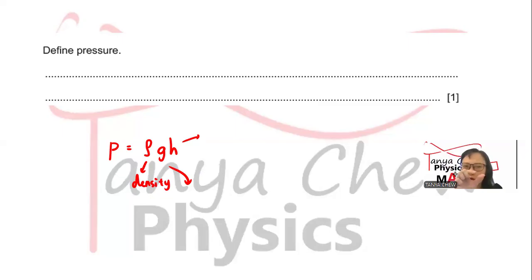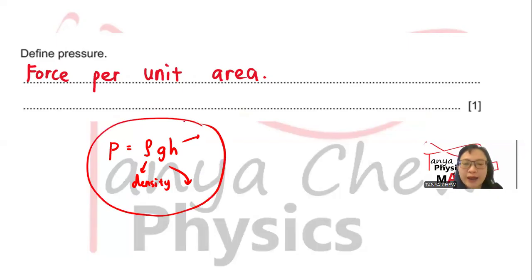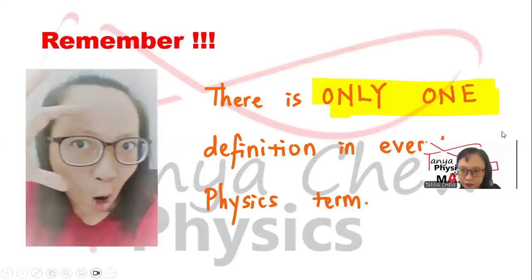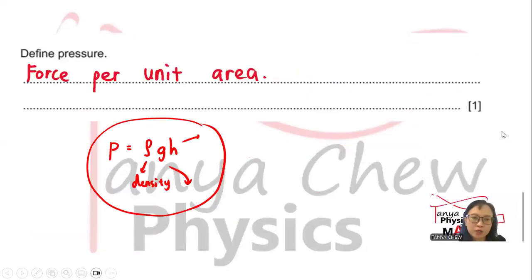When you look at the word define, there's only one definition, like what I say. The definition of pressure is force per unit area. But if you write the definition of pressure as rho g h, you won't gain any mark, because that's not the definition. There's only one definition, and remember this, there's only one definition for every physics term. So the other one, P equal to rho g h, is another expression for pressure in a fluid, and it is not valid for solids.